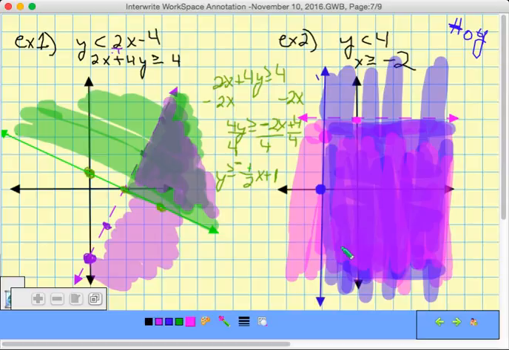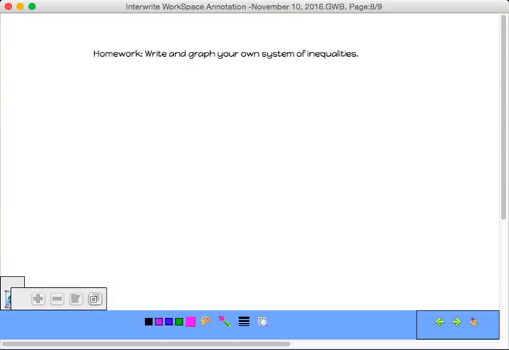There we go. And that's it. That's all there is to it. So you give it a shot. Your job is to write and graph your own system of inequalities.